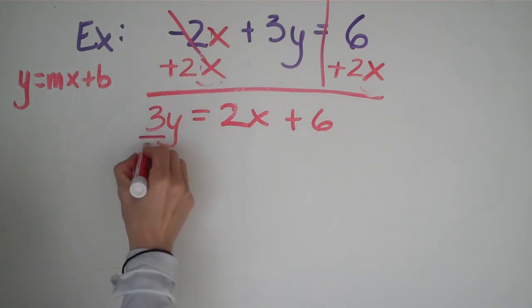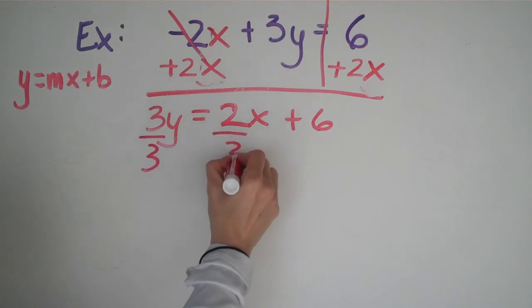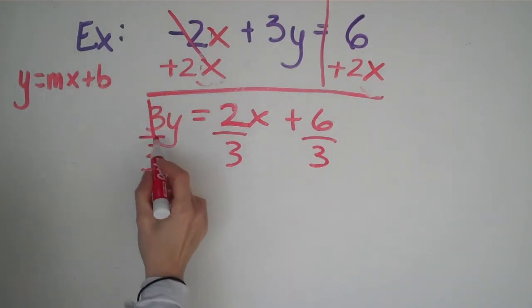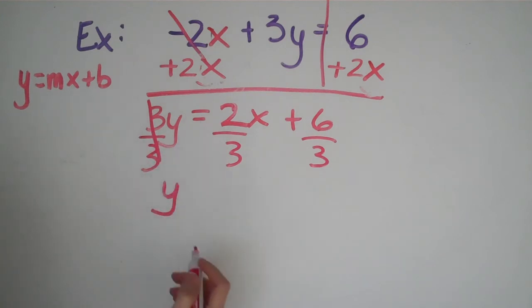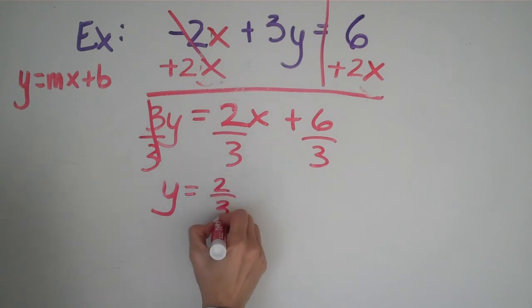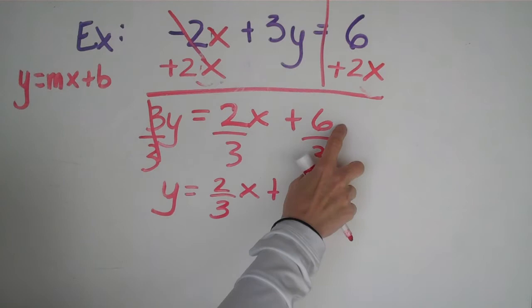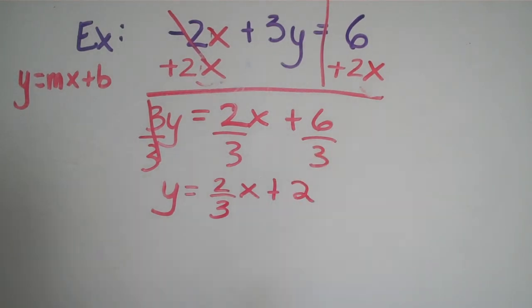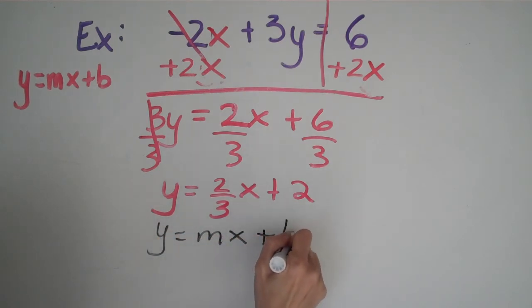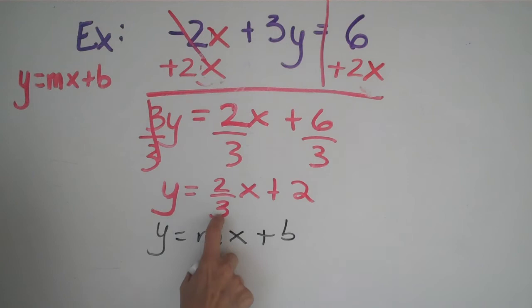Well, we divide by 3 here, but we also have to divide by 3 under every term. Now, 3 divided by 3 is 1, so the y is alone equals, this is a fraction, and it can stay as a fraction, 2/3 x plus 6 divided by 3 is 2. So now you can see, if you compare it to y equals mx plus b, that our m is 2/3 and our b is 2.